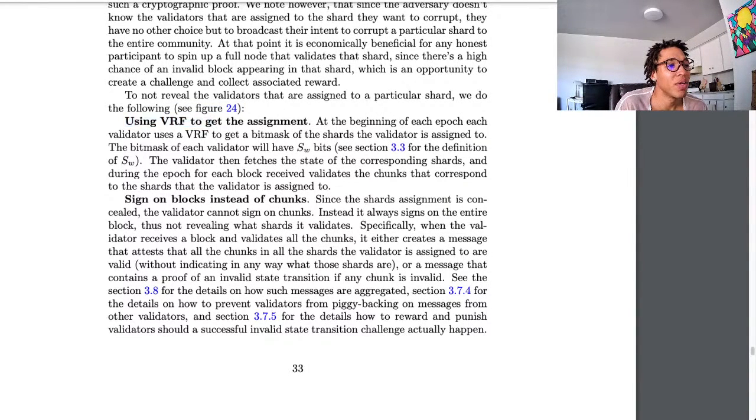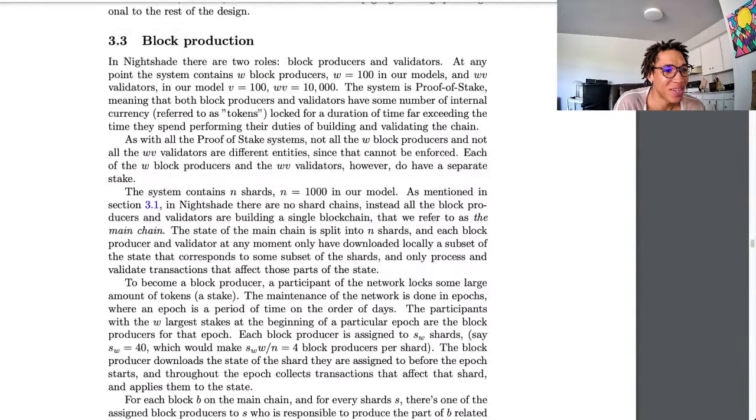Anyways, to not reveal the validators, using a VRF to get the assignment. At the beginning of each epoch, each validator uses a VRF to get a bit mask of the shards the validator is assigned to. The bit mask of each validator will have SW bits. What's that again? Staking weight? No, W is, anyways, it's up there. I can't remember. Yeah, definition for SW.